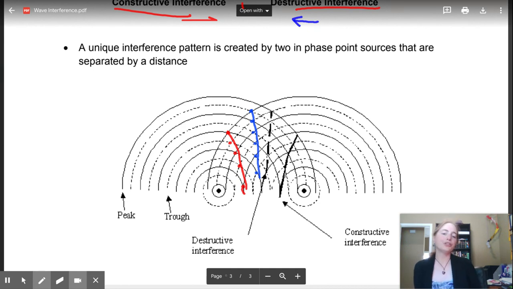So I wouldn't worry too much about this particular pattern just yet. We're going to be covering it more next year when we are going to be looking at light waves and how interference works with diffraction.